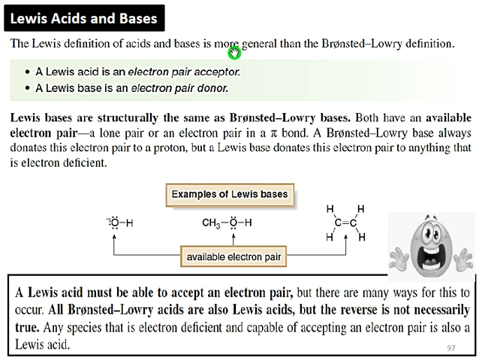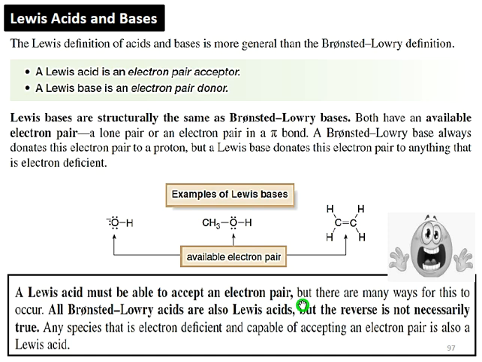Okay, and look at this example. Examples for Lewis bases. All these are bases. Maybe it has a negative charge with a lone pair of electrons, or maybe it will be neutral, with no negative or positive charge, but there is a lone pair of electrons, or maybe it will be a double bond or triple bond. Okay, and it says here a Lewis acid must be able to accept an electron pair. That means the Lewis acid accepts an electron pair, but there are many ways for this to occur.